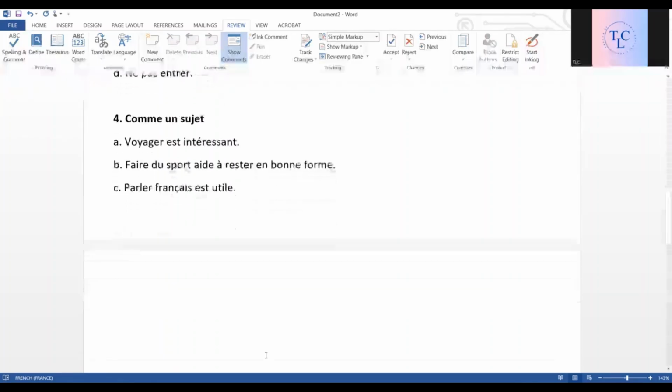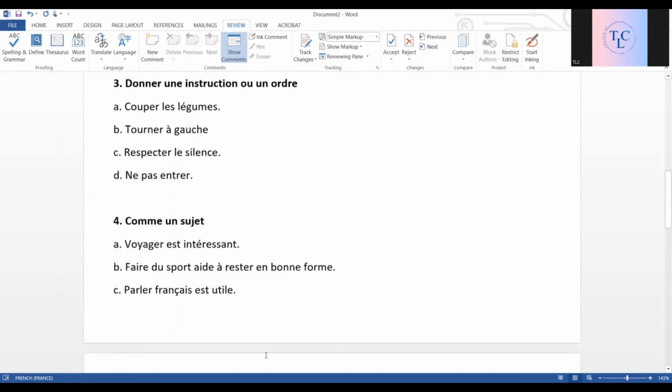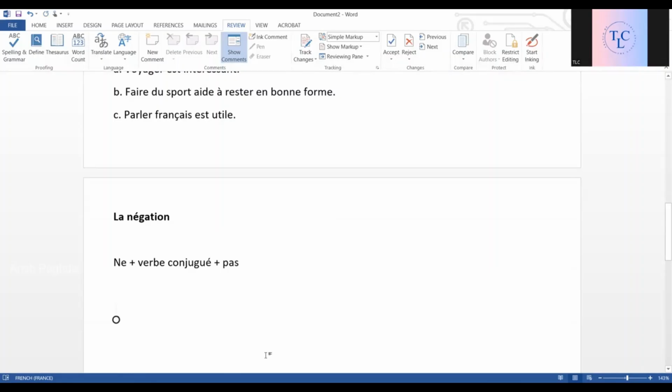Okay, and if we want to put it in a negative form, then what do we do? We don't follow the same rule, ne before the verb, pas after the verb. That is only for a conjugated verb. Ne, then verbe conjugué, and then pas. But here it's not conjugated. Obviously, it's the infinite form, so we cannot follow this. What we do is we put ne and pas together before the verb. Yes, we saw over here ne pas entrer.